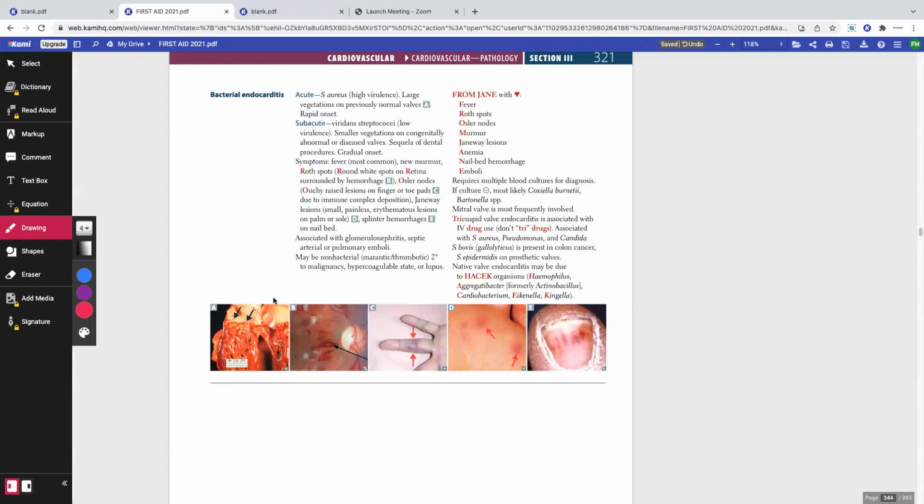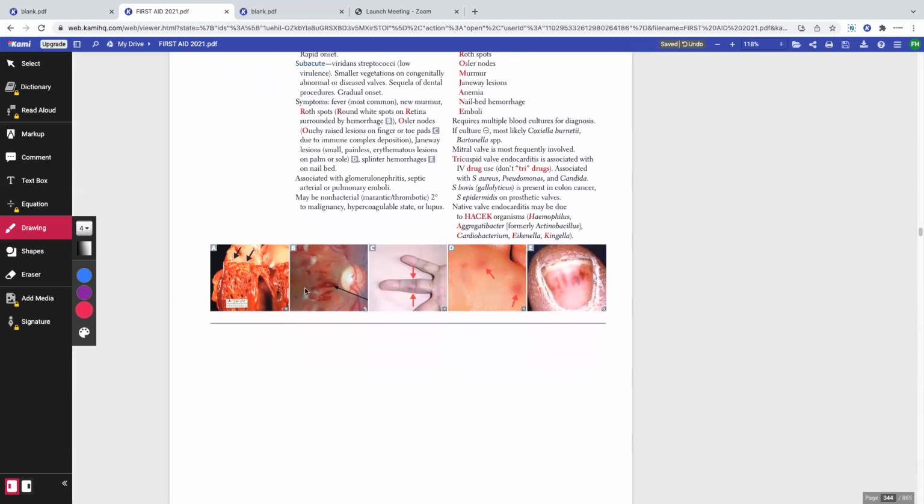Okay, so let's begin with the next topic, that is bacterial endocarditis. What is bacterial endocarditis? It is basically infection of the heart valves: the mitral valve, the tricuspid valve, the pulmonary valve, and the aortic valve. Mostly in the mitral valve, we have the most endocardial vegetation, the reason being that the amount of pressure over here is very high.